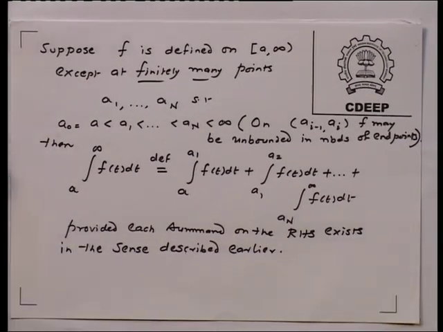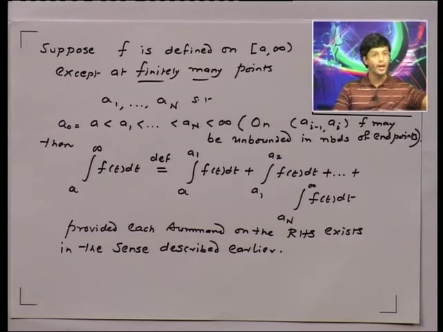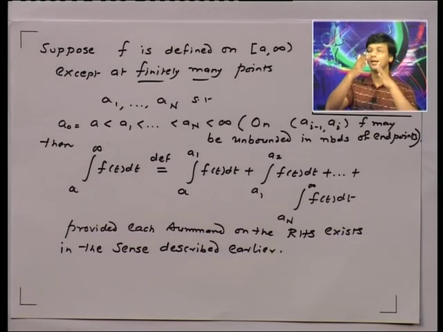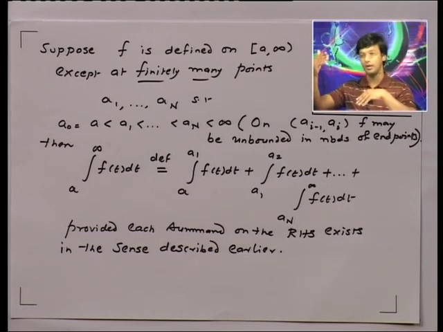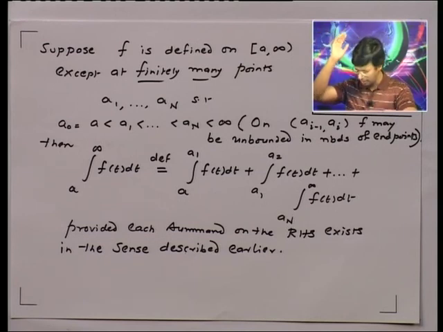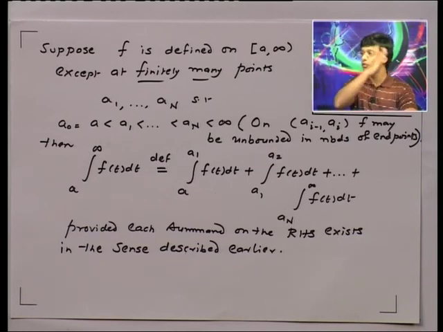Similarly, one can generalize it. You could have a function defined on the whole real line, but becoming unbounded at finitely many points, a1, a2, a3, a4, a5. Then what do I do? To say that the improper integral from minus infinity to infinity of f(t) dt exists means the integral from minus infinity to a1 should exist. That is an improper integral of the first kind. Then the integral from a1 to a2, we have just discussed what that means. Then the integral from a2 to a3, from a3 to a4, from a4 to a5, and the integral from a5 to infinity. Each of these pieces must exist independently.